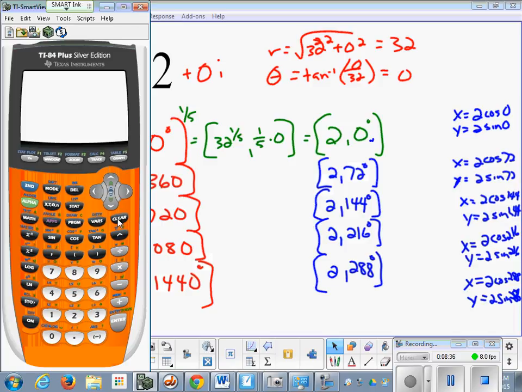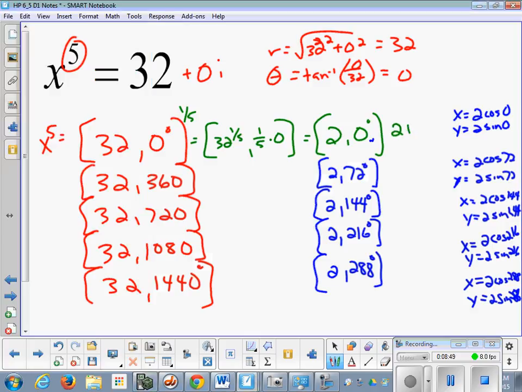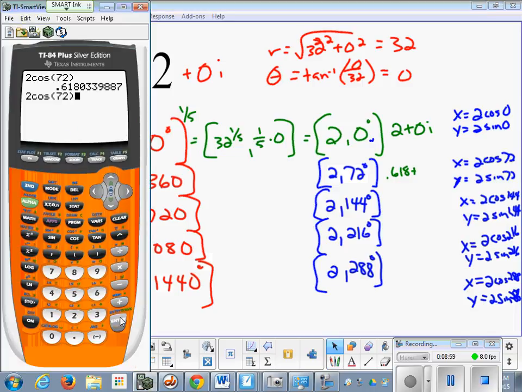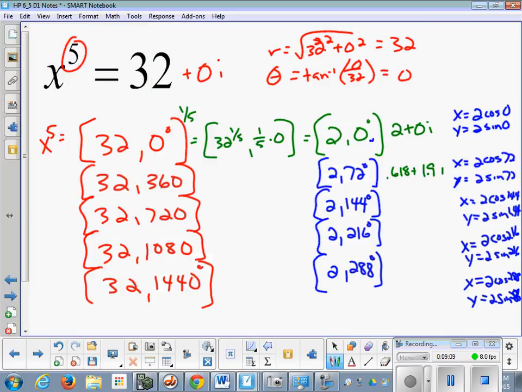Clear. 2 cos 72 is 0.618. This one I know, 2 plus 0i. This one's 0.618 plus, second enter, sine, 1.9i, roughly. All right.